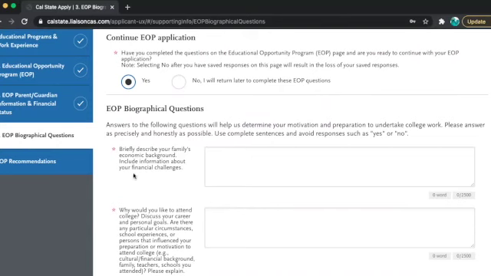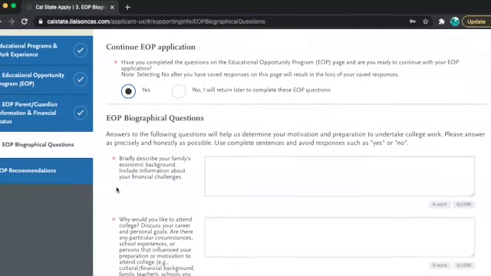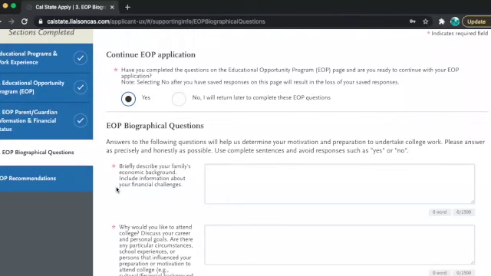This is not the moment to be like, oh, we're doing okay financially. No, if you're not doing okay financially, tell them you're not doing okay financially, because the whole point of the program is they're going to be able to give you help financially with books, with counseling, with math, with English. So wherever it is that you're struggling, this is the time to be honest, okay?